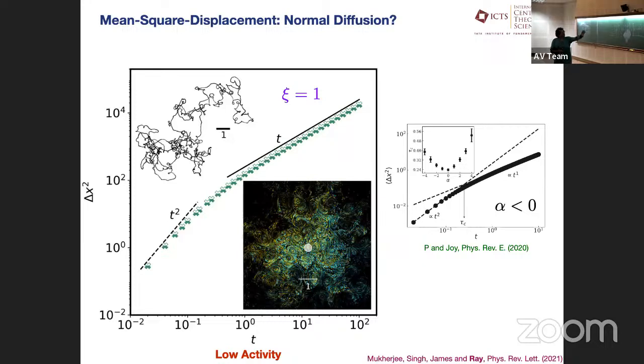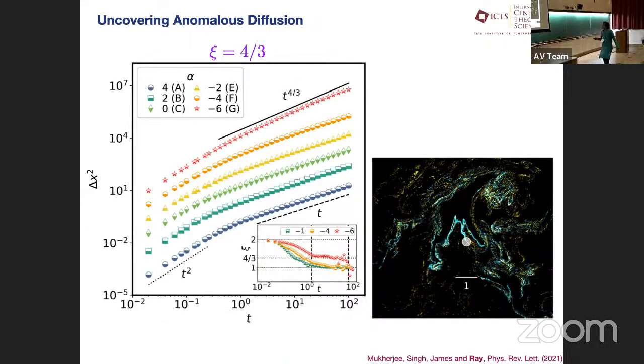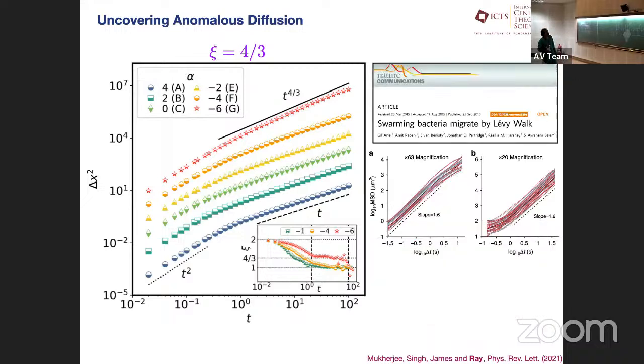No surprise, this was reported earlier by Ashwin Joy's group at IIT Madras. But even before that, there were a bunch of experiments which claimed that you get this diffusive behavior. But when we pushed our activity beyond the critical activity that our theory suggests, we find that this system becomes superdiffusive, or t to the power 4/3. The actual exponent matters in a different way, but not for what I'm saying right now.